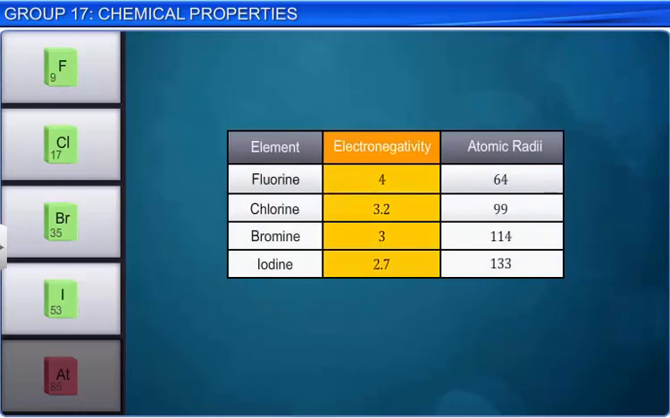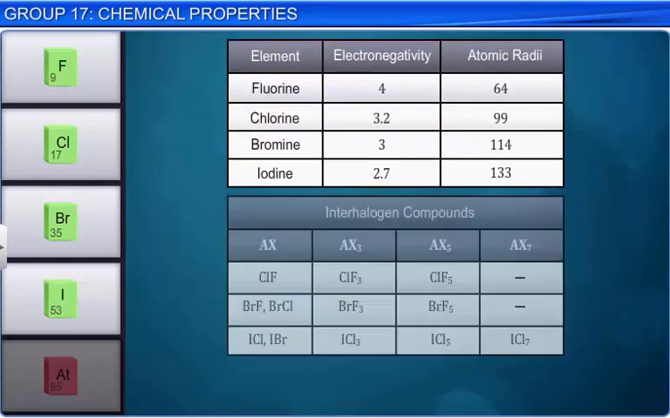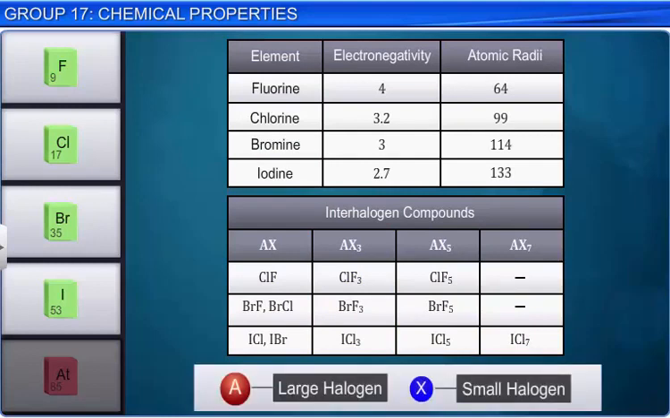Due to electronegative difference and atomic size variations, these halogens combine amongst themselves to form complexes known as interhalogen compounds of the type AX, AX3, AX5 and AX7 as shown here. Here, A is a large halogen and X is a small halogen.